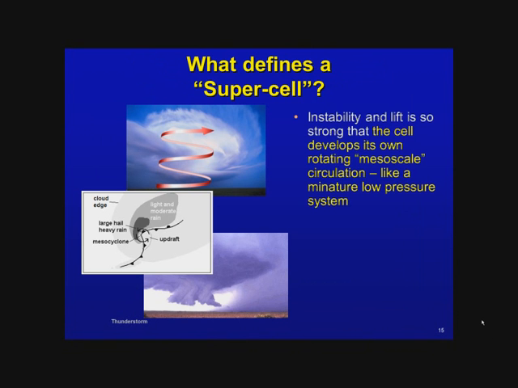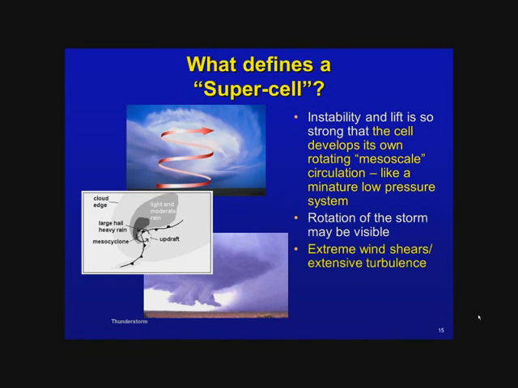Well, a supercell occurs when your instability and lift is so strong that the cell develops its own rotating mesoscale circulation, sort of like a miniature low-pressure system. The rotation of the storm may actually be visible. This results in extreme wind shears and extensive turbulence and very high tops, often in excess of 45,000 feet.